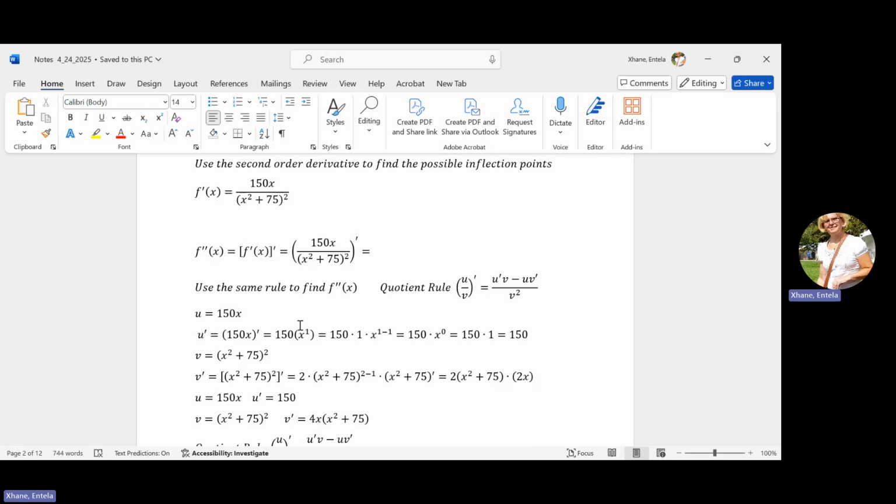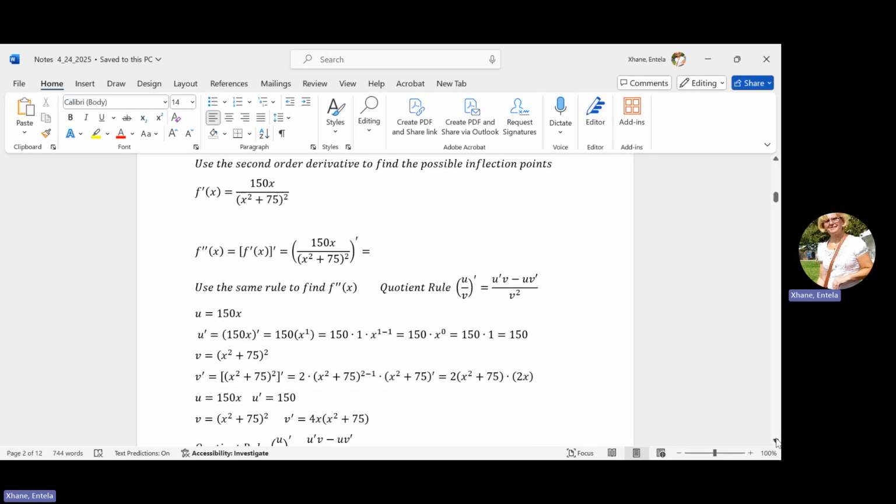But be very careful with the derivative of function v because chain rule must be applied. In this case, you have an expression of x in parentheses raised to the second. So that means you're going to use the power rule. So you're going to bring 2 in front of it, decrease 2 by 1. But you still have to multiply by the derivative of the base, which is the derivative of x squared plus 75. So this is 2 times x squared plus 75 times 2x. So altogether is 4x times x squared plus 75.